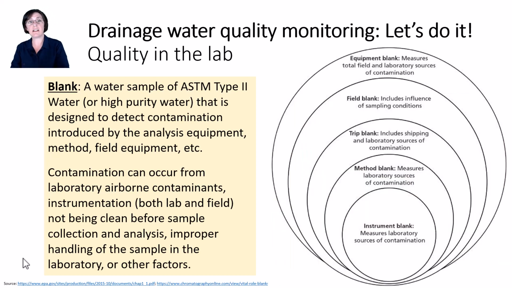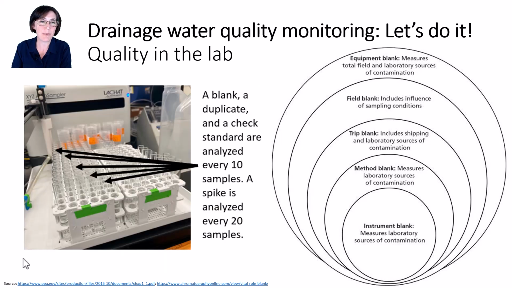Honestly, I did not realize there are all these different kinds of blanks, but the place along the process that you use this sample of high purity water determines what that blank will tell you about contamination. For example, we always use instrument blanks in every analytical run. Every 10 samples on our auto analyzer, we include a blank of just high purity water to make sure the equipment hasn't drifted during the run and to detect any sources of instrument contamination.